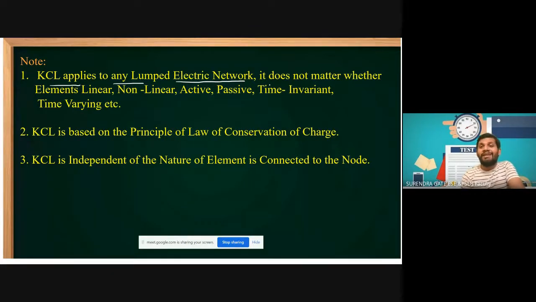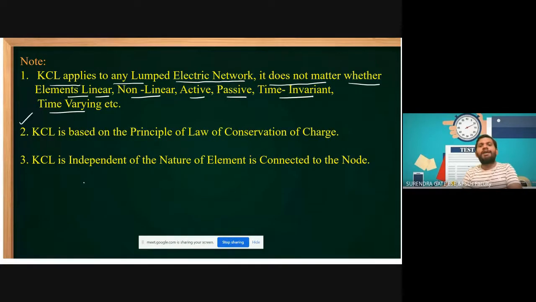Yes, friends. It does not matter whether the elements are linear, non-linear, active, passive, time invariant, or time varying, we can apply KCL. In any case, KCL is applicable. But the condition is that it is a lumped electric network. It is not a distributed network. Then only KCL is applied. Next, a very important point.